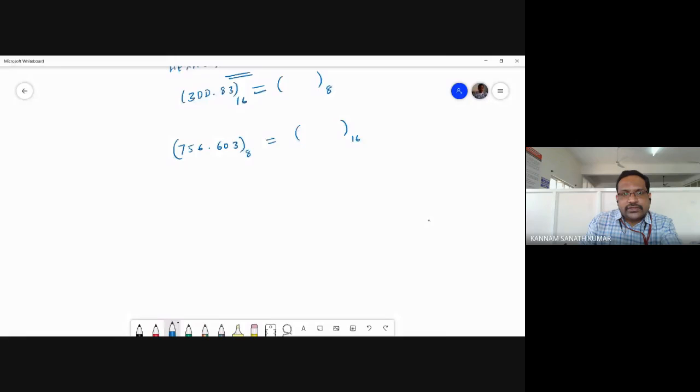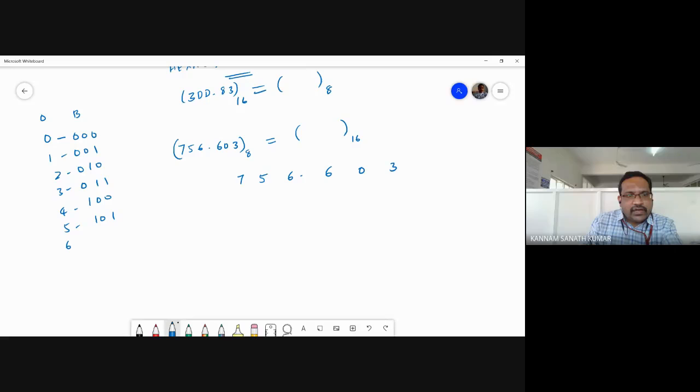So first of all, you need to convert whatever the octal value to binary. Okay. So 756.603. You know the octal value for the related binary value. So this is the octal value and this is the binary value. 0 is 000, 1 is 001, 2 is 010, 3 is 011, 4 is 100, 5 is 101, 6 is 110, and 7 is 111.